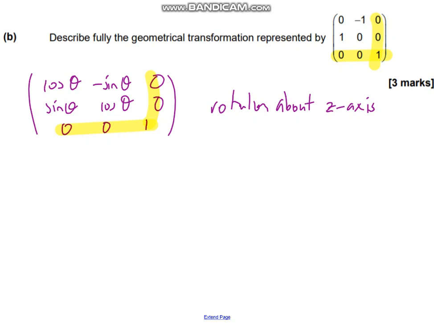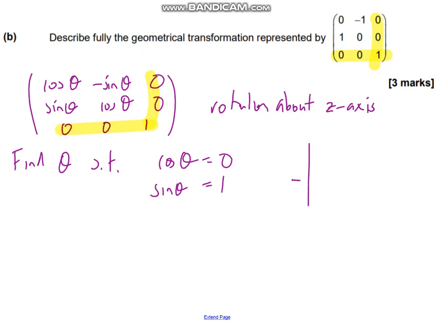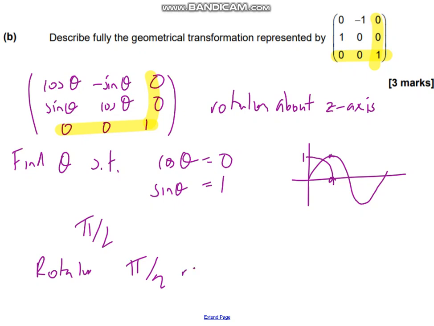So we need to find theta such that cos theta is equal to 0 and sine theta is equal to 1, and of course that happens at pi over 2. If we refer again to those sin and cos graphs, there's sin and there's cos, and just here you've got cos being 0 and sin being 1, so that's all sorted. So we've got pi over 2, or 90 degrees if we're in degrees, but we're not going to talk about degrees. So we've clearly got a rotation of pi over 2 radians, or 90 degrees, anti-clockwise about the z-axis. And there we go, that was matrices 1, which I've very much enjoyed.